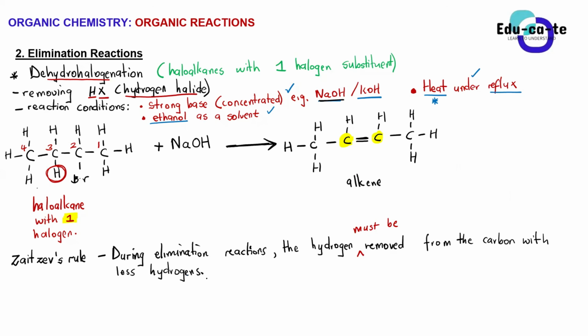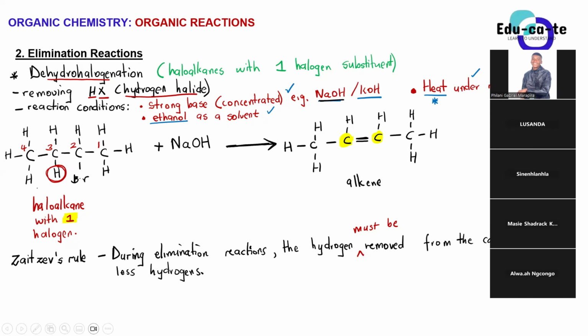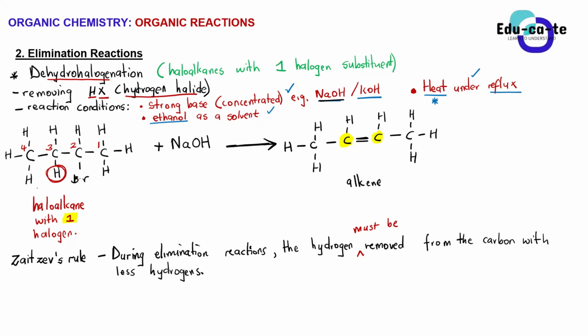So we have Markovnikov's rule, the one that we used to apply when we were doing addition reactions. Remember guys, when we were doing hydrohalogenation, we applied Markovnikov's rule. But when we are doing dehydrohalogenation, the opposite of addition reactions, during elimination reactions, the hydrogen must definitely be removed from the carbon with less hydrogens. It must be removed from the carbon that has got fewer hydrogens, so that we can form a major product.